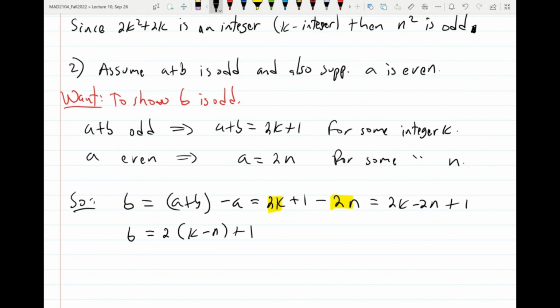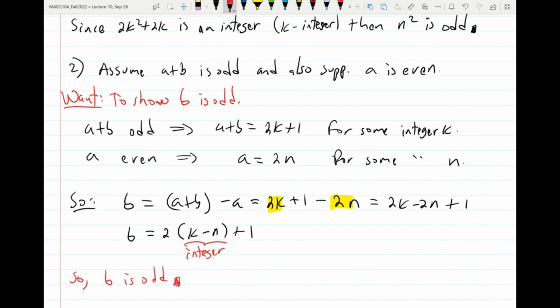We just need to argue what? What do we need to justify now? That this expression is an integer. Is it an integer? Why? Because both k and n are integers. Right? So it's an integer. So B is odd. We're done. That's what we want. Okay?